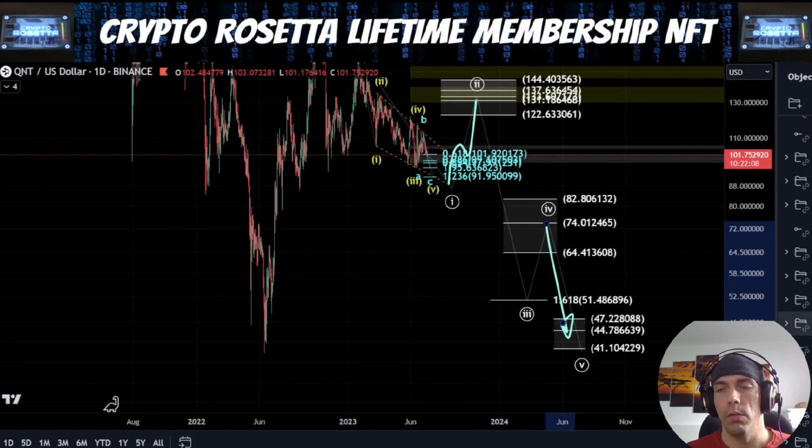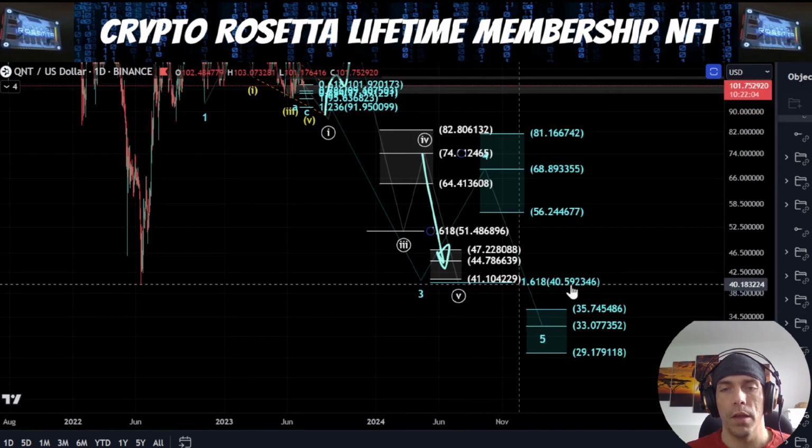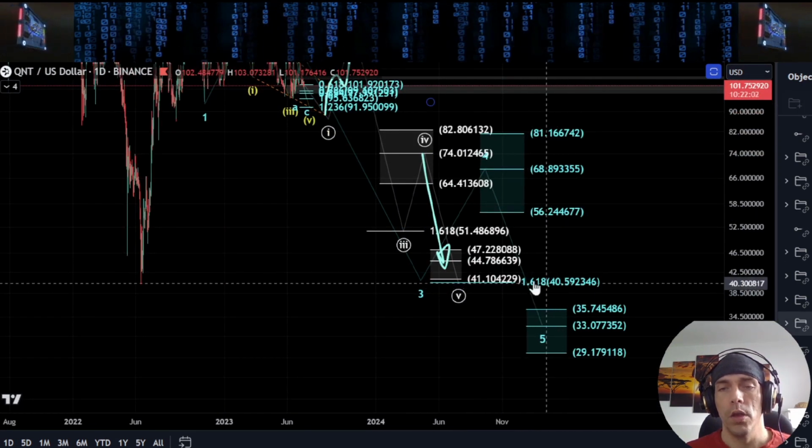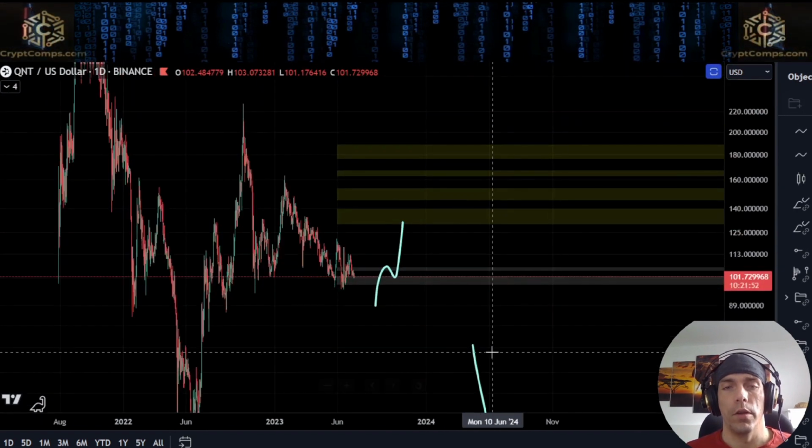And now if I just overlay the other count here, we can see that this would then align with coming back down into this 1618 level. So we're going to be keeping an eye on that level as a potential target area to the downside.